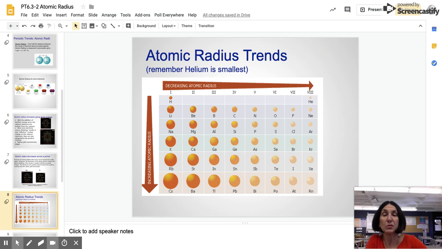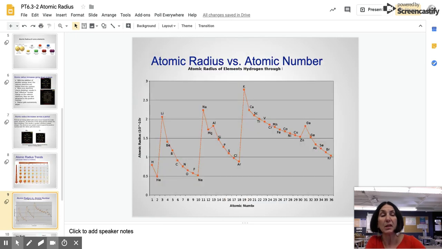This chart shows you the relative radius of the atoms on the periodic table, and if you just remember that helium is the smallest, then you'll always remember that the trend goes smaller to the right and smaller up at the top. And here is a graph of the atomic radius versus atomic number, and we talked about the periodic law saying that these properties are functions of their atomic number, as you can see here.